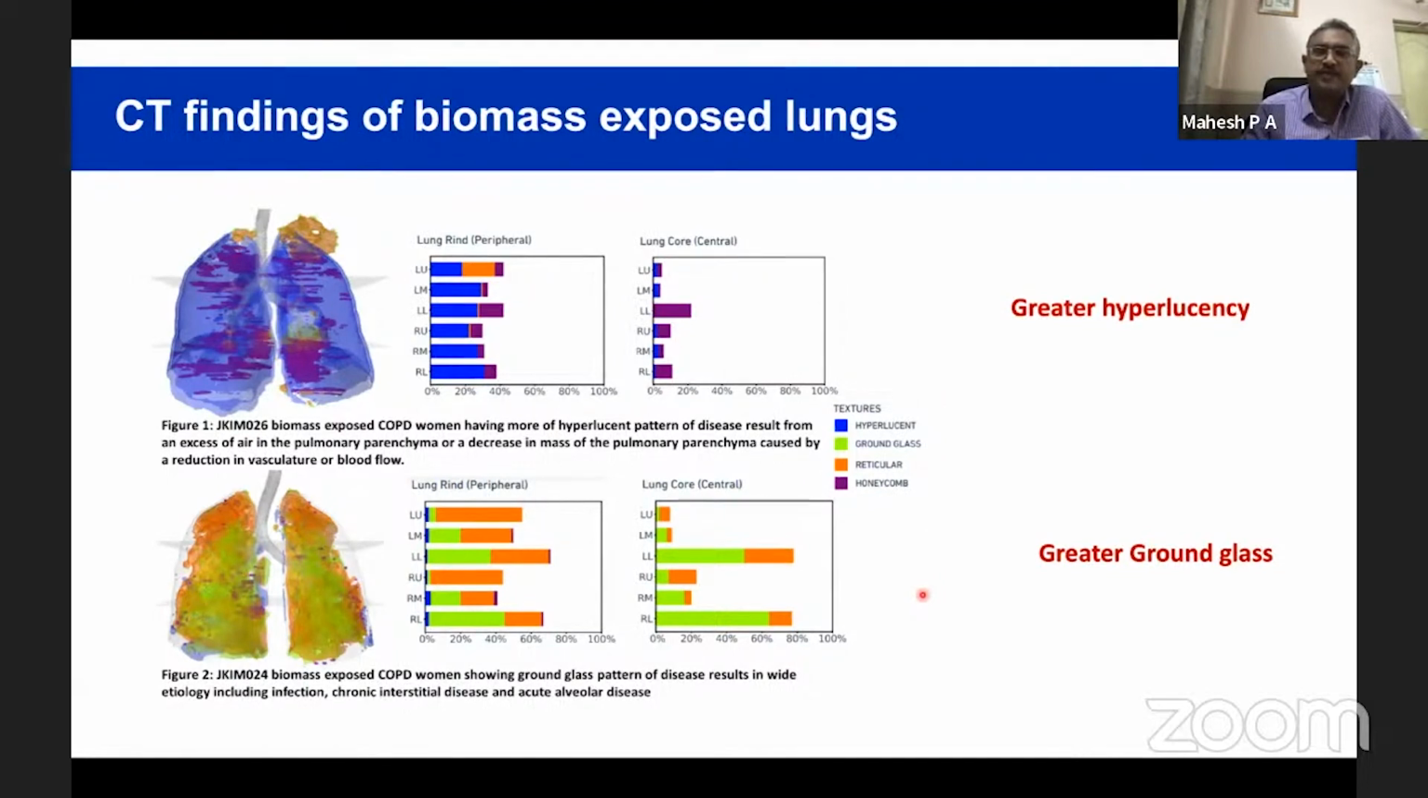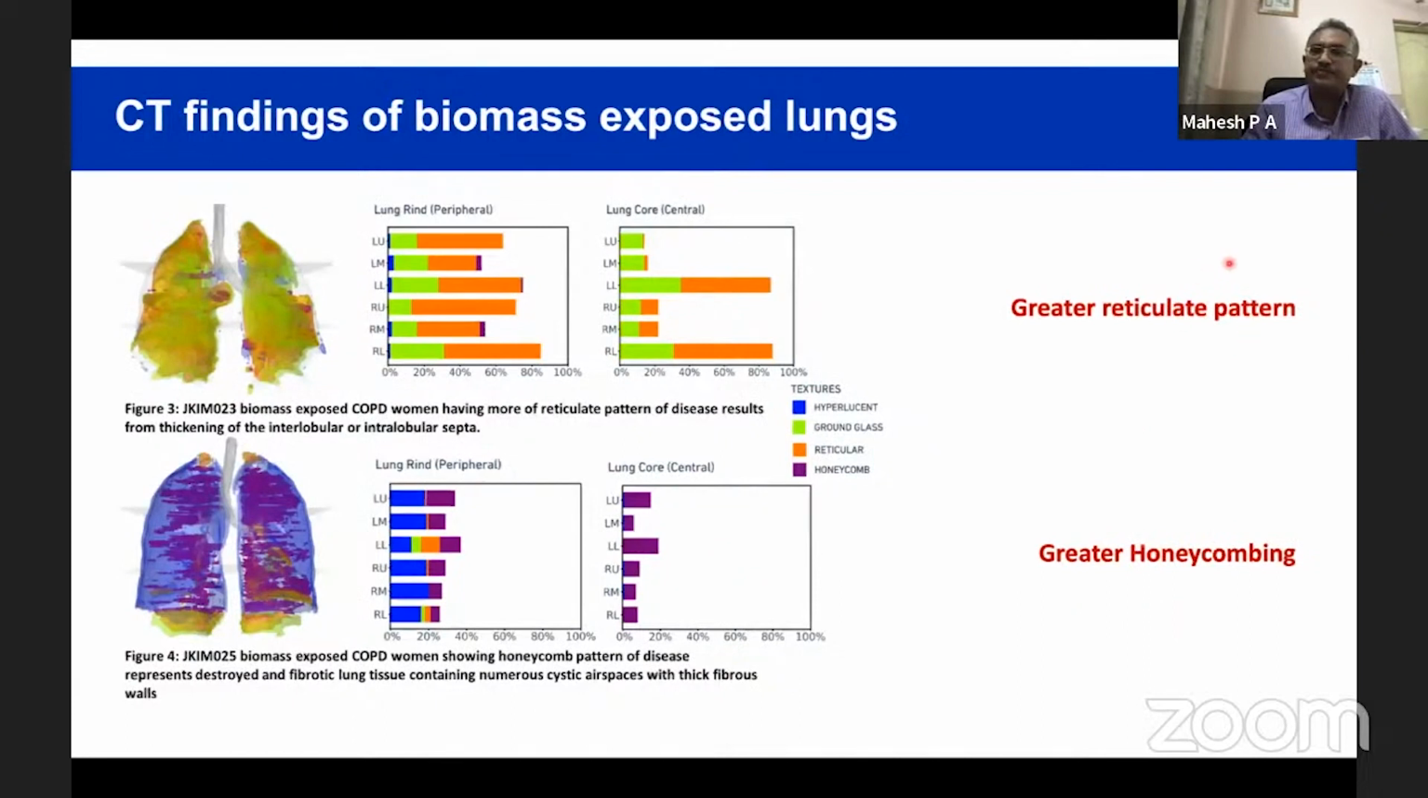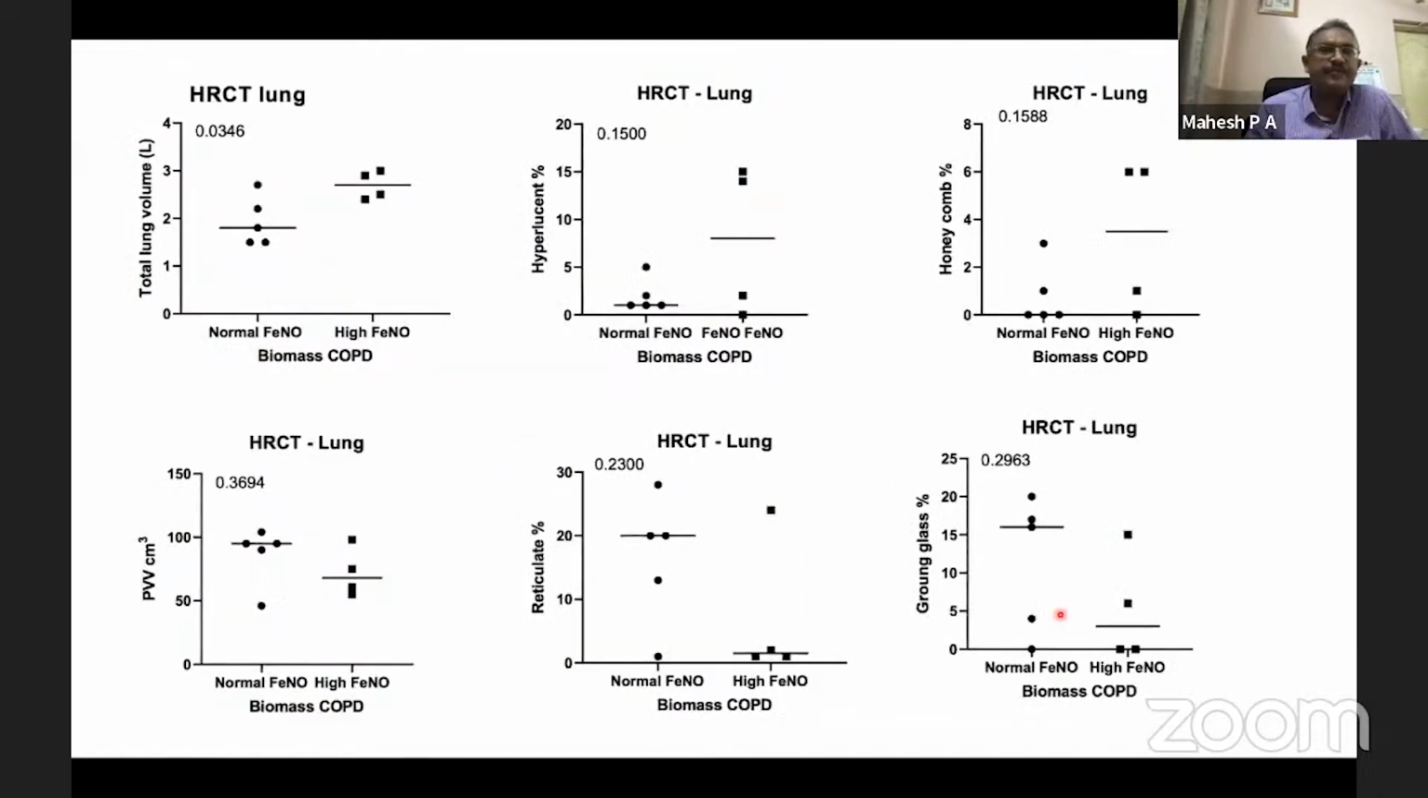And we found, out of these 30 cases where we have done the CT scan and looked at the software, we have subjects with greater hyperlucency, we have subjects with greater ground glass suggesting alveolitis, we have greater reticular pattern suggesting interstitial involvement, and we also have even more with greater honeycombing in some of these patients. Once we finish 250 patients, we will have a lot more clarity on this. Now, we found two main phenotypes.